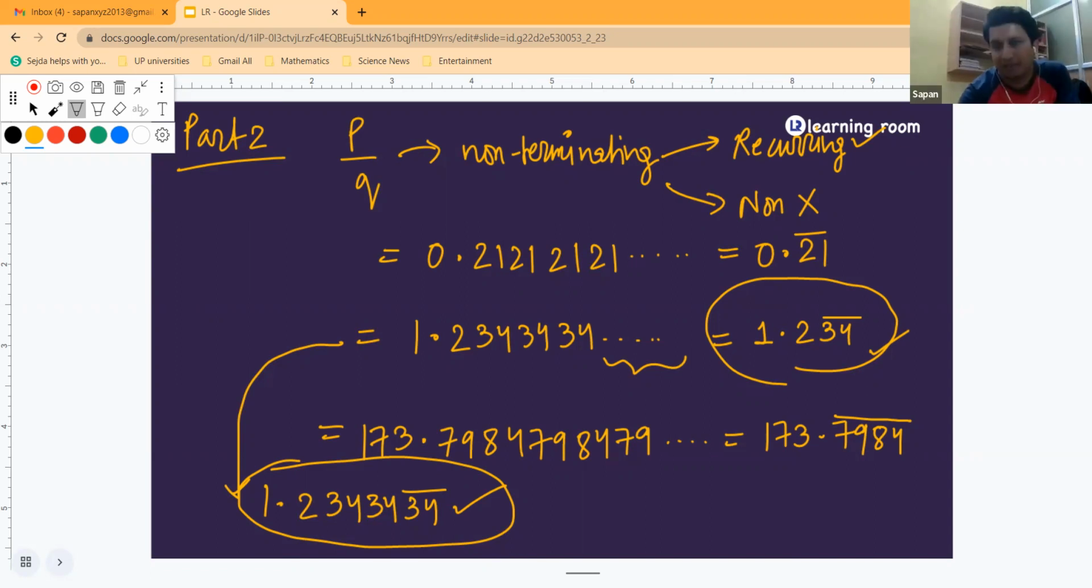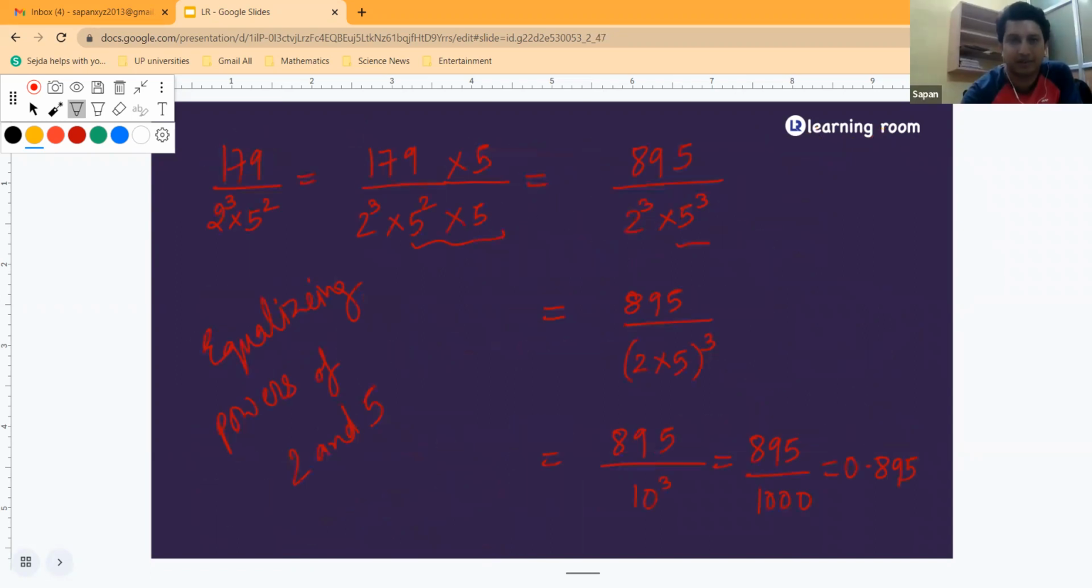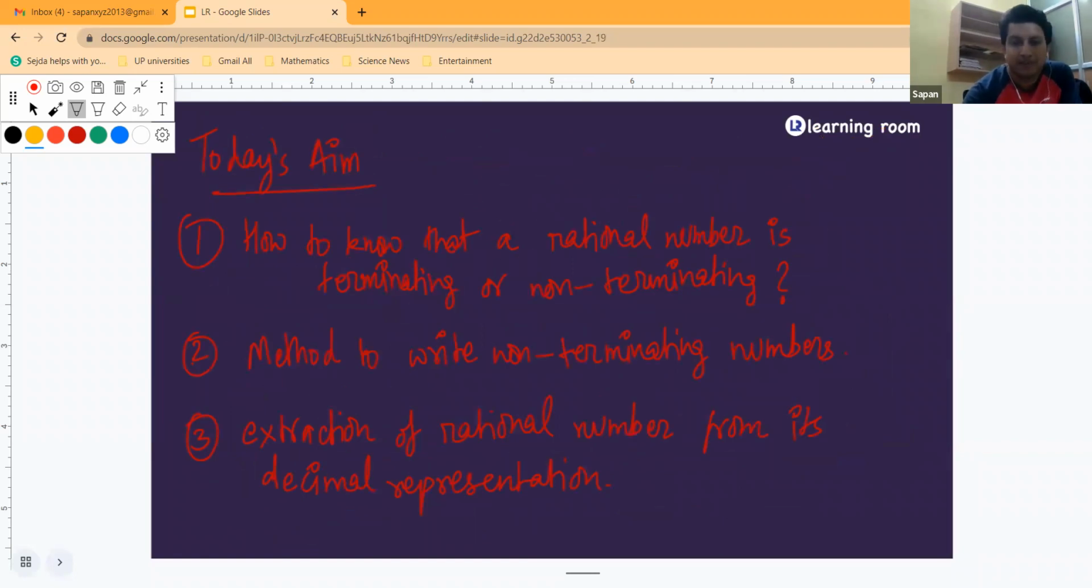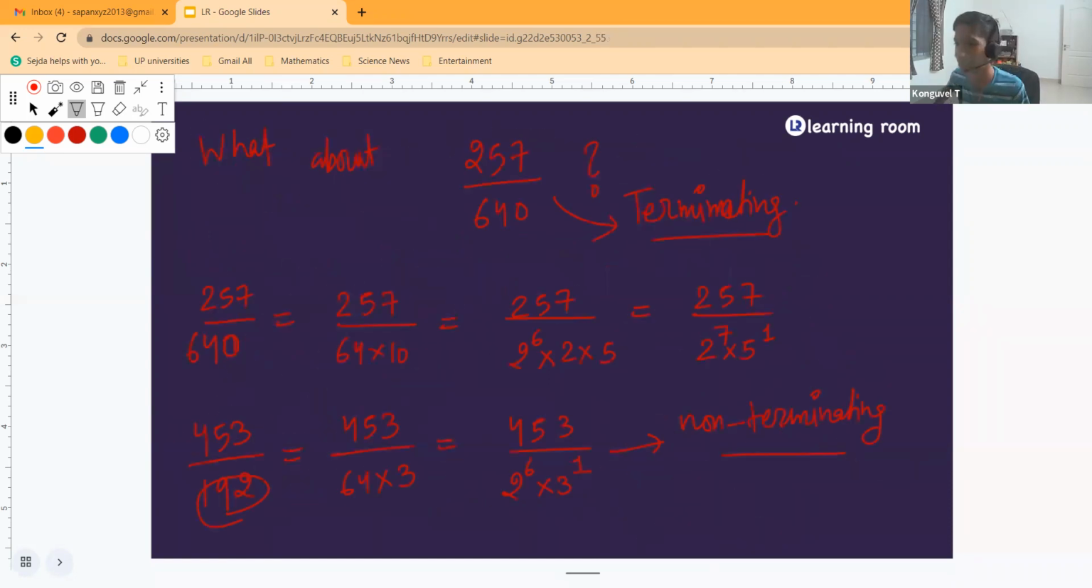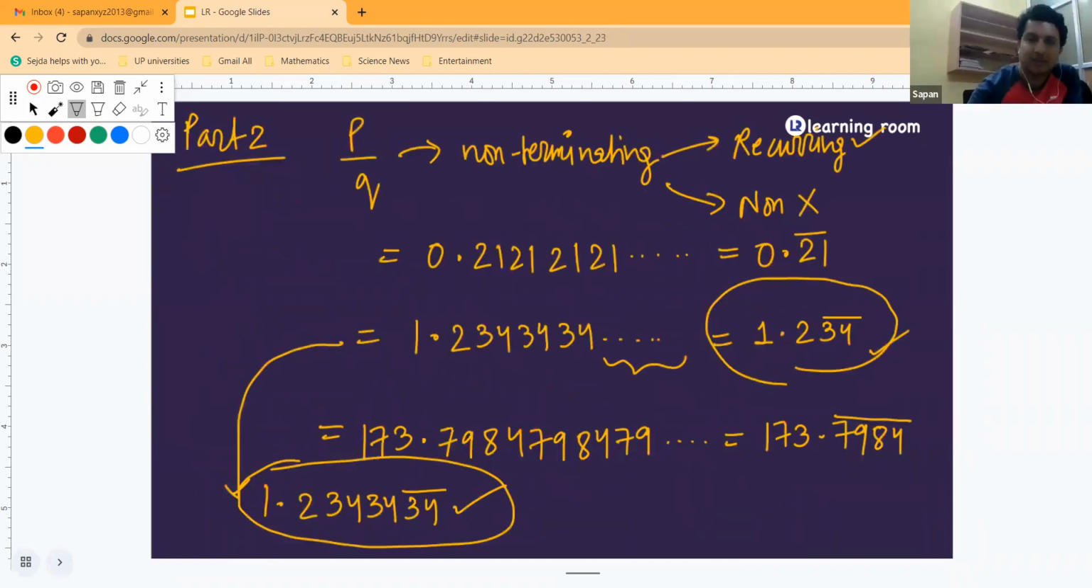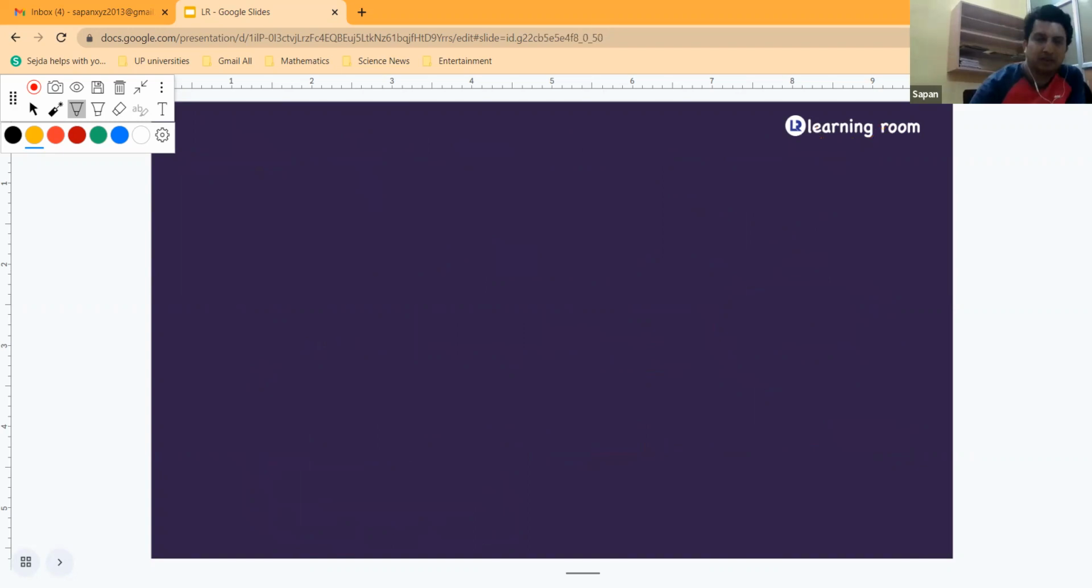Let's see the last part, which is the most interesting for today. Extraction of a rational number from its representation. With the representation, I mean for recurring numbers as of now. Like how to convert 3.333 to 10 by 3. So, for example, you see the number 0.212121. Which rational number does it correspond to?